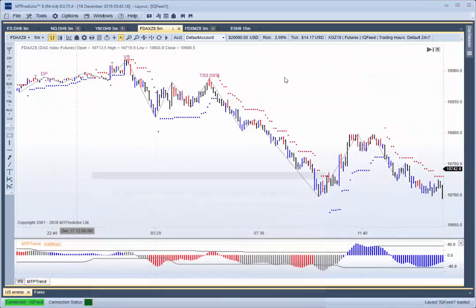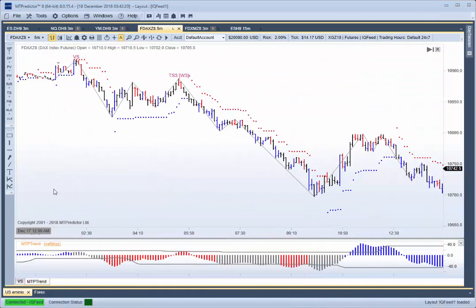Right, the setup I want to look at is this W3 or Wave 3 trade setup. I want to look at an example that unfolded yesterday on a 5-minute chart of the DAX, but they unfold on all time frames and all markets. So what is a W3 trade setup?